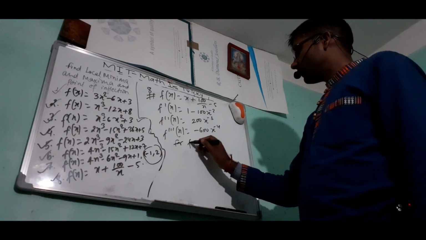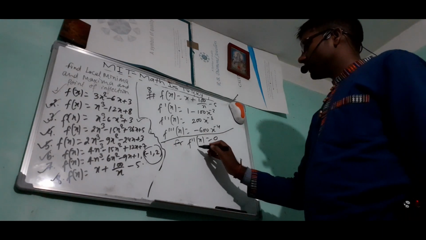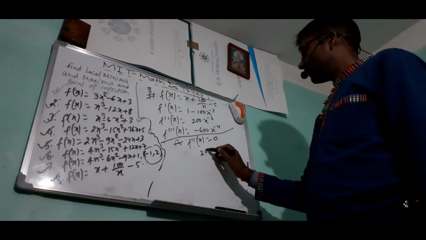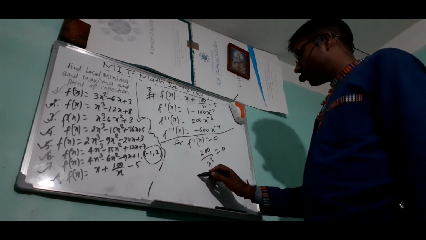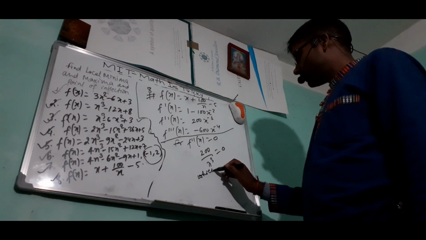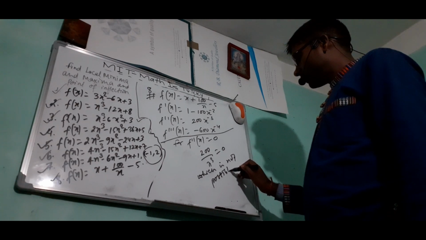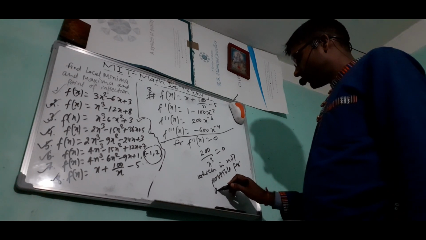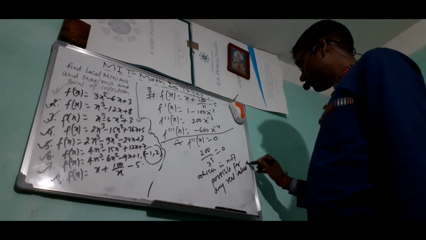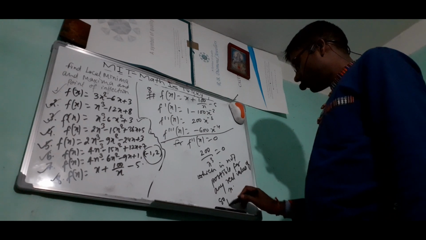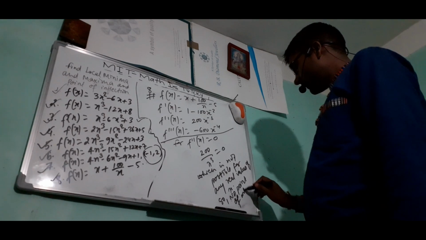Okay, for the point of inflection, let me solve it for you. For f double dash x equals 0, we get 200 by x cubed equals 0, which is not possible for any real values of x. So there is no point of inflection.